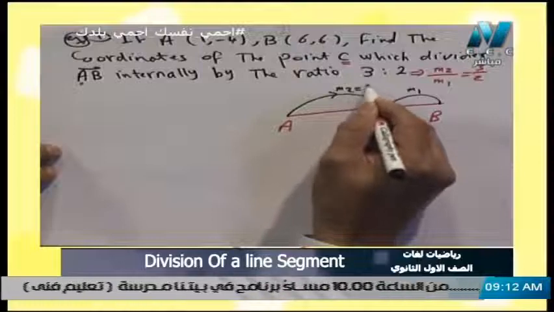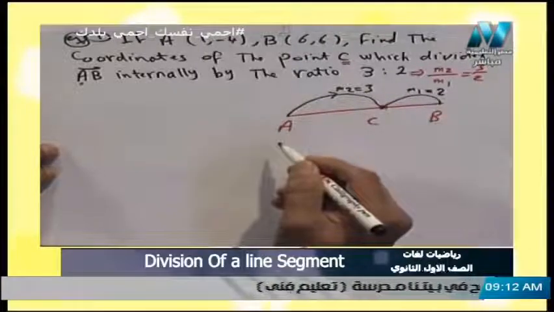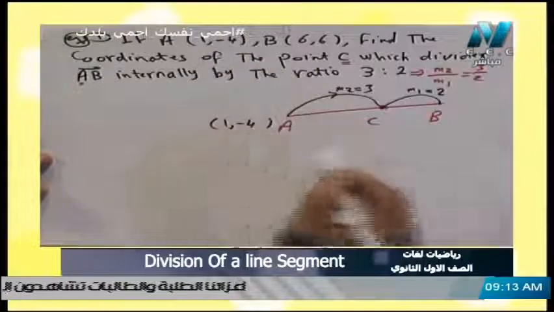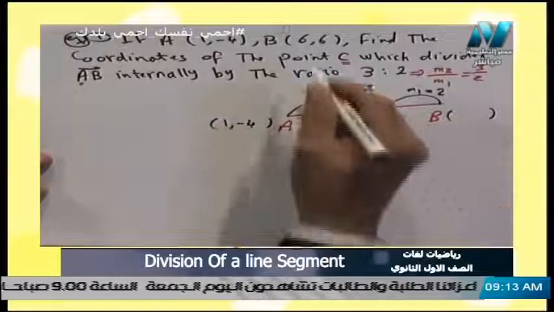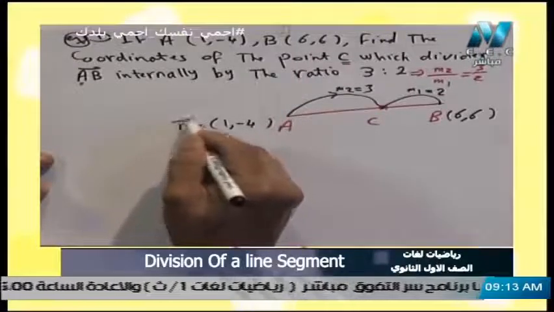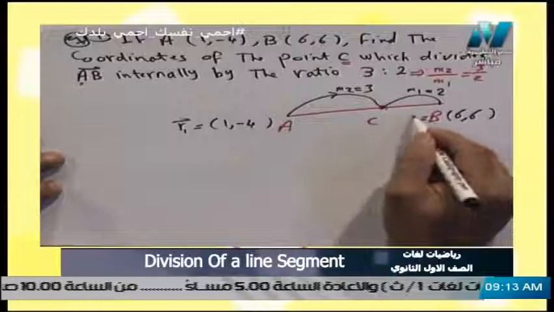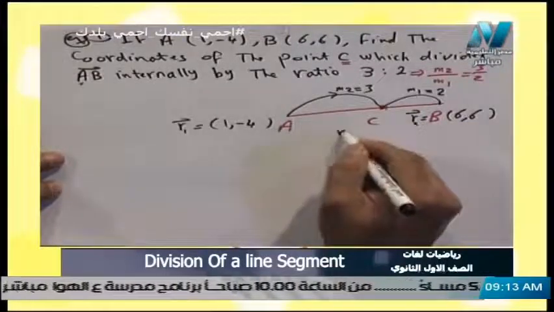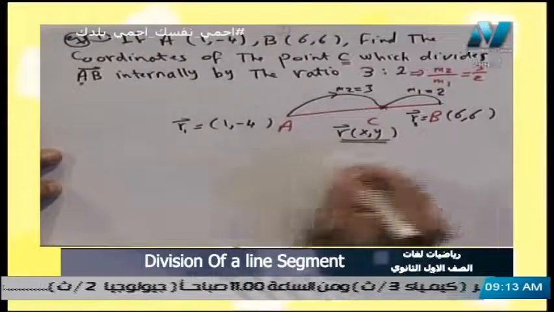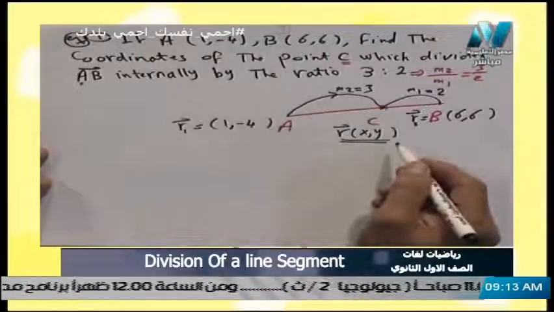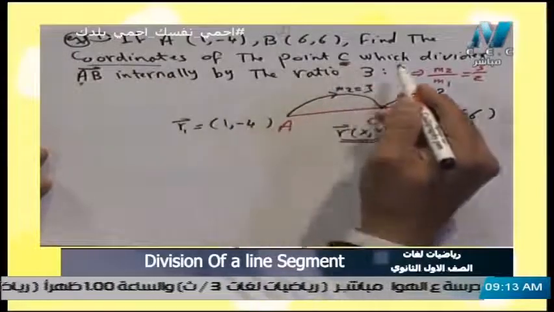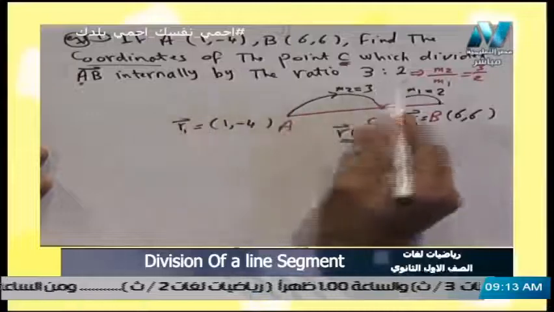M2 will be 3, M1 will be 2. Okay, and we know A is (1, -4), B will be (6, 6), and we know that A equals the vector R1, and B is equal to the vector R2, and C is the vector R, which is (x, y), and we want to find this vector (x, y), because he asked me to find the coordinates of the point C, which divides AB internally in the ratio 3 to 2.